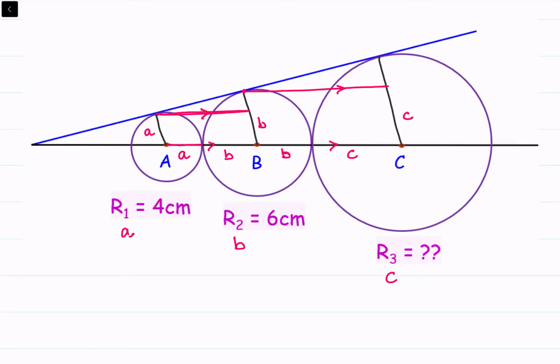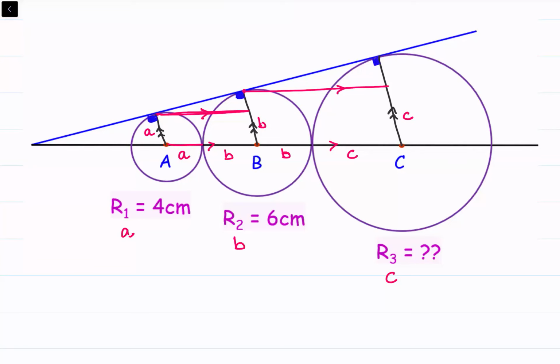Also, if you see, all the radii are perpendicular to the blue line. They are perpendicular to the tangent. So this angle is 90 degrees, this angle is 90 degrees, and this angle is 90 degrees. So for all these three radii, this tangent is acting as a transversal and these corresponding angles are equal. So we can safely say that all the radii are parallel to each other.